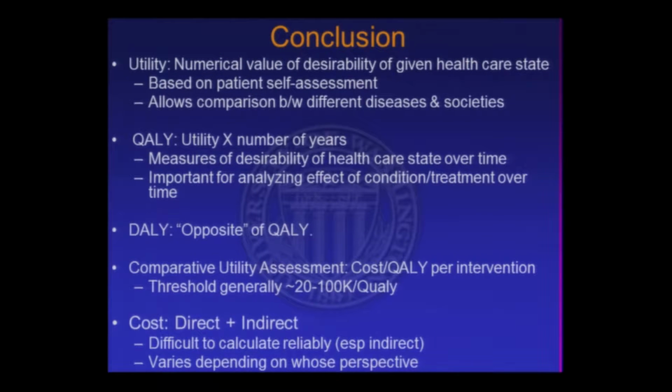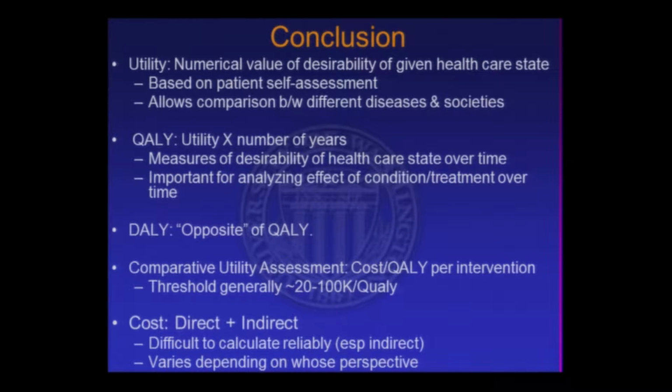So just to conclude, and once again, summarize what these terms are. What is the utility of a certain disease state? It's again a numerical value of the desirability of a given healthcare state, which means, what is my quality of life in my current state? Numerical value from 0 to 1. What's a QALY? It's essentially that numerical value multiplied by the number of years spent in that condition.